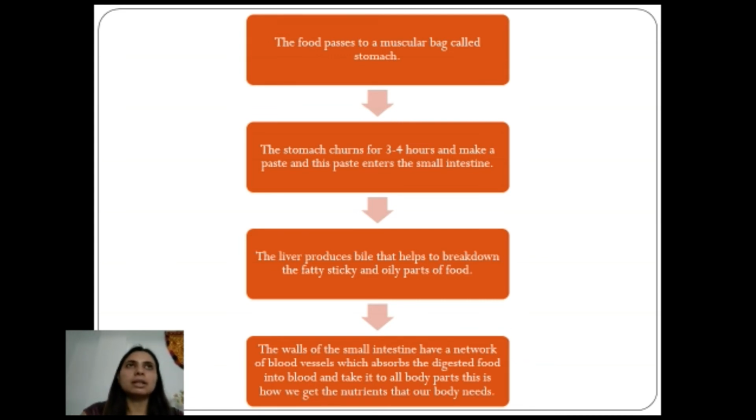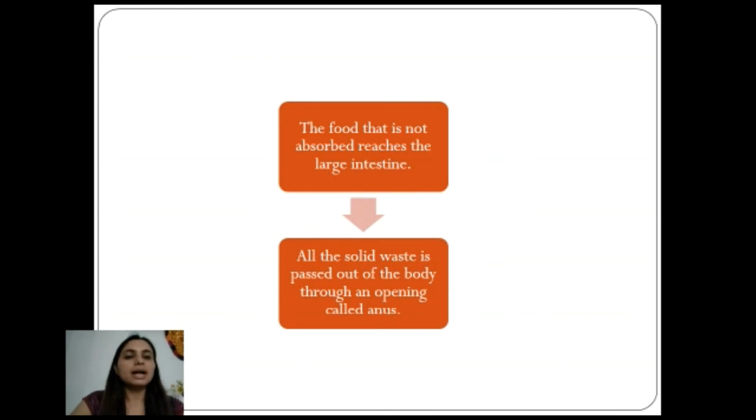So the wall of the small intestine absorbs all the digested food and takes out the nutrients which our body needs, and the blood delivers them to different body parts. And what happens to the undigested food? The undigested food that is not absorbed reaches the large intestine, and the last step is that all the solid waste is passed out of the body through an opening called the anus. This completes the process of digestion.